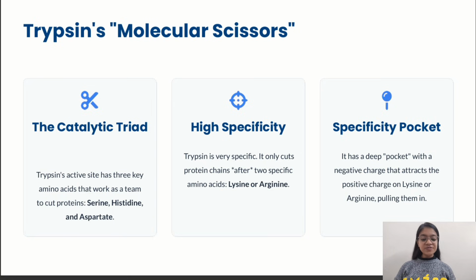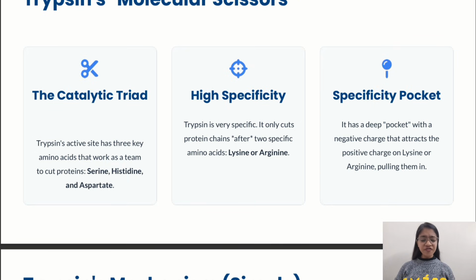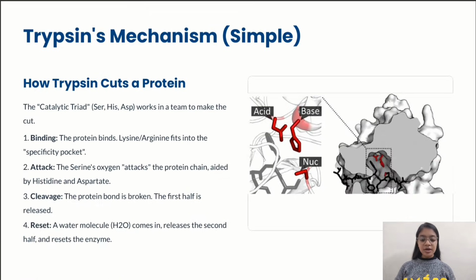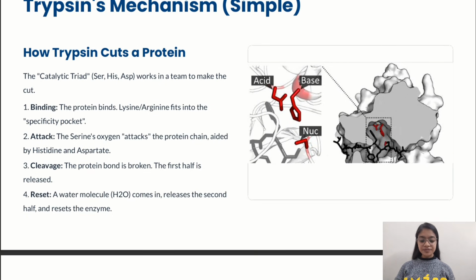Trypsin achieves this precision using a part of the active site called the specificity pocket. This pocket is deep and contains a negatively charged amino acid, aspartate, at the bottom. Think of it as a chemical magnet. When the protein chain enters the enzyme, the positively charged lysine or arginine is powerfully attracted and pulled deep into the negatively charged pocket. This locks the specific target bond of the protein right into the position needed for the enzyme to make the cut.